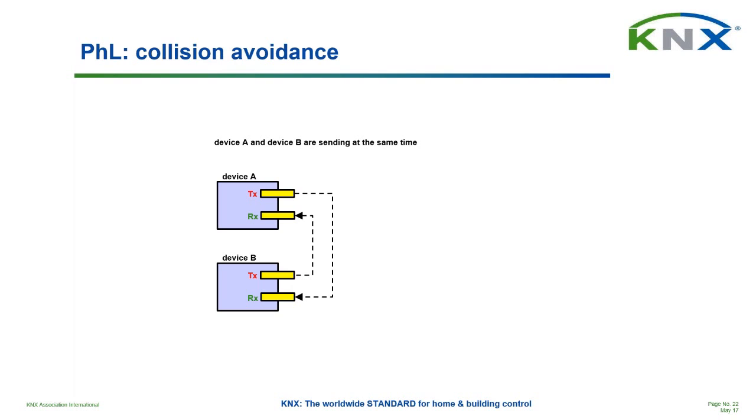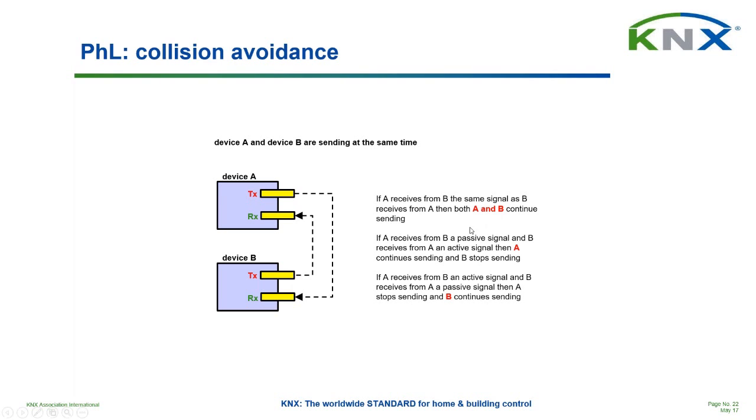Okay, so what then happens is the following. If so, we need to consider the different cases. In case device A receives from B the same signal as B receives from A. So, for example, let's say device A sends here a 0, and device B also sends a 0. Or both send a 1, so device A sends a 1 here, but B also sends a 1 here. Well, in that case, both devices will continue sending.